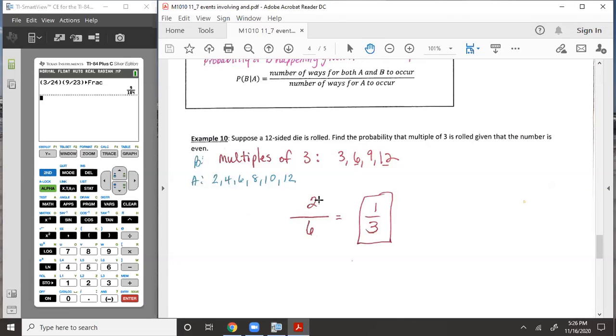The numerator is both a multiple of 3 and even. The numbers in B that are even, we have 2 of them that go right here in our numerator, and we have 2 over 6, which is equal to 1/3.